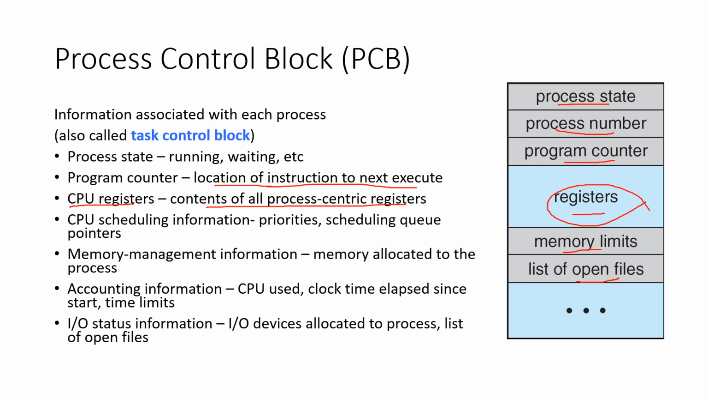So if it doesn't end within that time limit, then the operating system will show an error message that the program is not responding. That's how you get the message or the warning: do you want to close or do you want to wait? So this is useful there. Next is I/O state information. This indicates the I/O devices allocated to the process, and the list of open files that are used by this process.